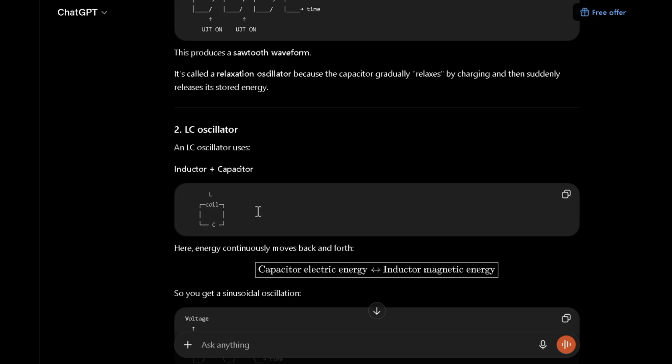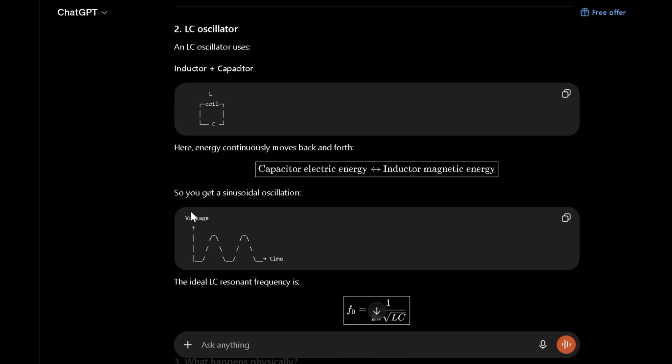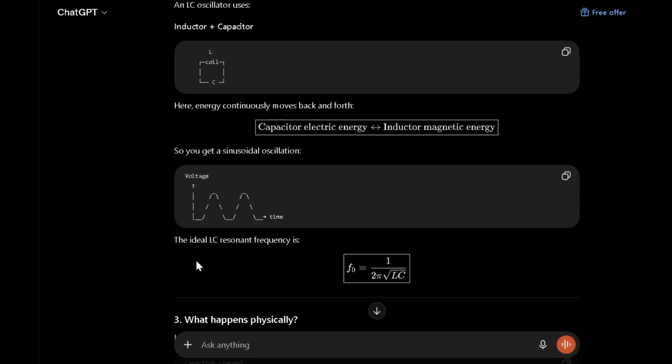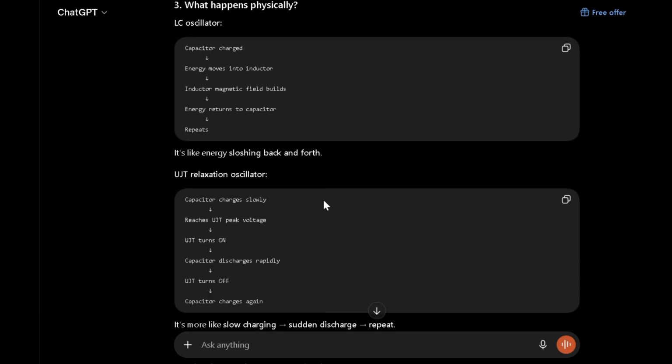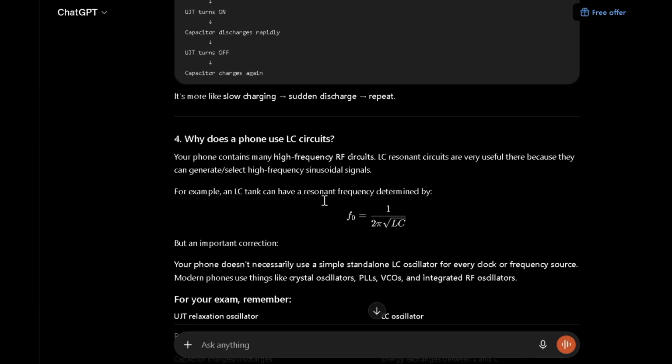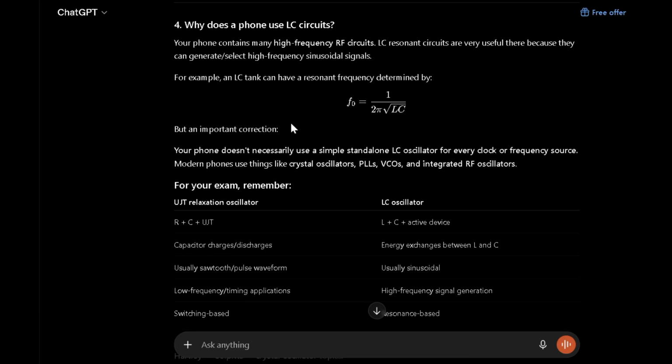The UJT relaxation oscillator is based on a capacitor plus a UJT. The capacitor charges slowly and then it discharges quickly. Then the UJT fires, the UJT turns on. Voltage is changing with time, so it generates a sawtooth waveform. It is called a relaxation oscillator because the capacitor gradually relaxes by charging and then suddenly releases its stored energy.